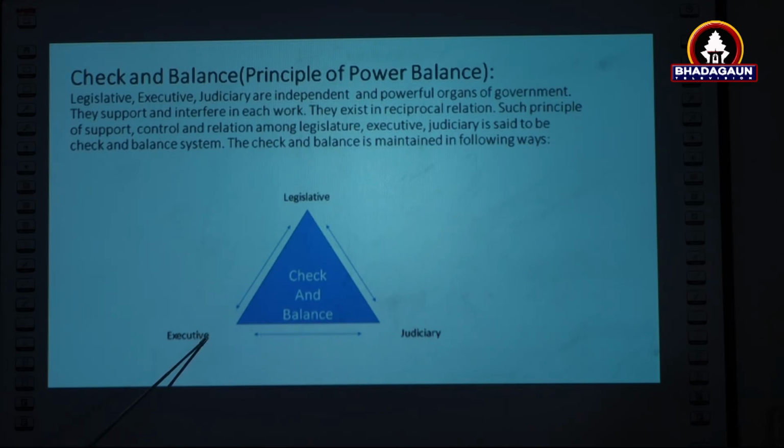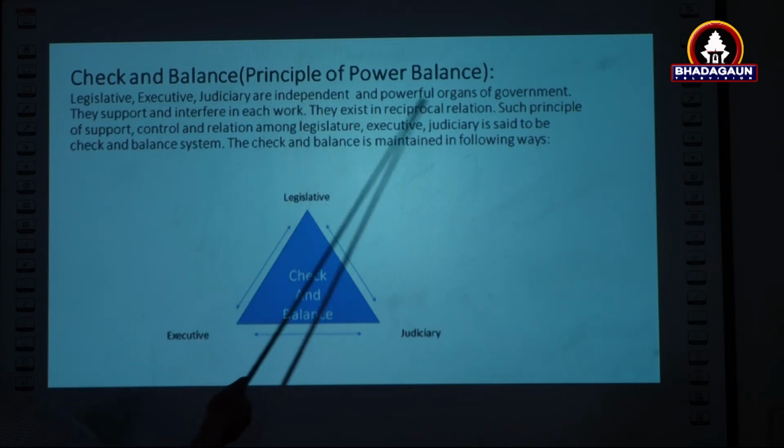Even when different powers are given, they are related, and they can support, they can control, they can relate. So they are very, very powerful and independent organs of government.